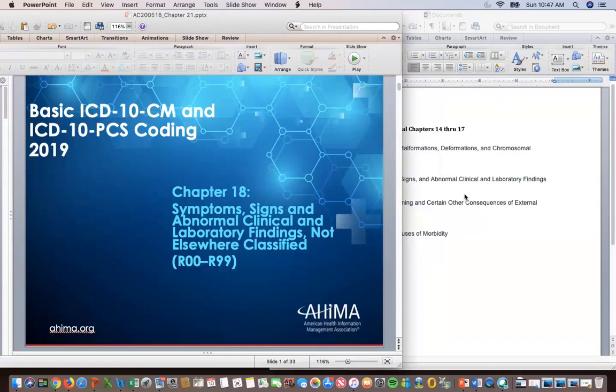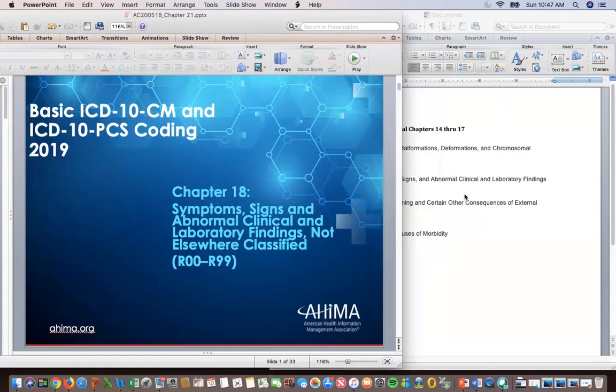Okay, so let's take a look at chapter 18. And that, again, is symptoms, signs, and abnormal clinical and laboratory findings not elsewhere classified. The codes are going to be R00 to R99. So if you're in your coding manual, just open that up and take a look at what you're going to be reviewing through the PowerPoints. Chapter-specific guidelines, coding examples then.